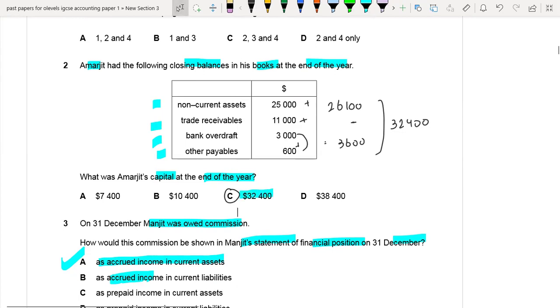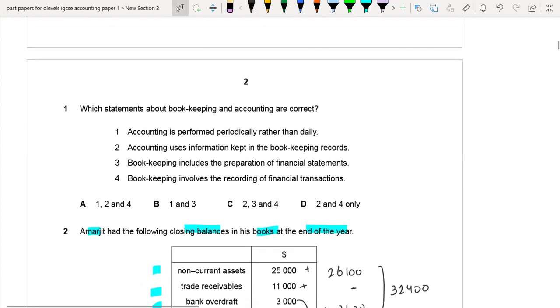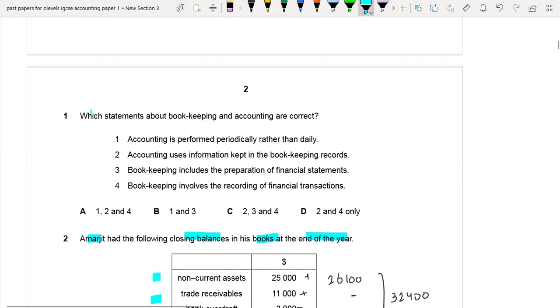Okay, and the last question, question number 1. Which statements about bookkeeping and accounting are correct? Accounting is performed periodically rather than daily. Yes, we perform accounting periodically, after a certain period of time. Accounting uses information kept in bookkeeping records. Yes, through bookkeeping we get the accounting information.